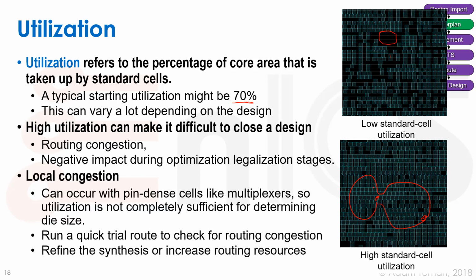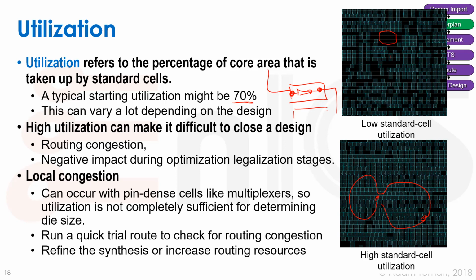So local congestion, and congestion here is routing congestion, can occur with pin-dense cells like multiplexers. If we take, for example, an inverter, it has some sort of input and output. So there would be a pin connection here and a pin connection there, and I'd have to bring some sort of a route over to the first pin and a route from the second pin.